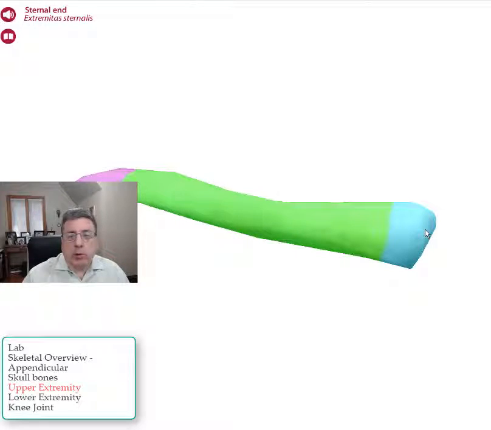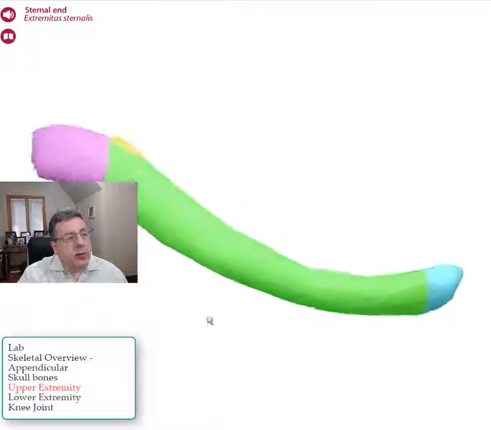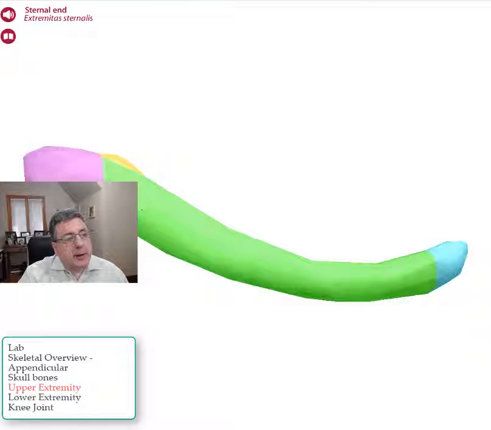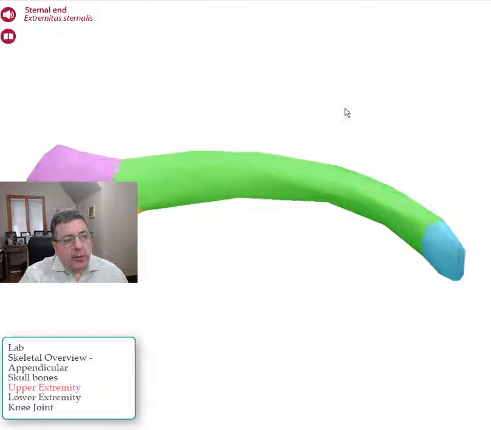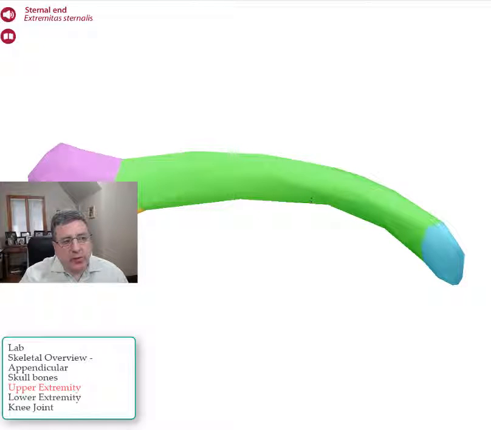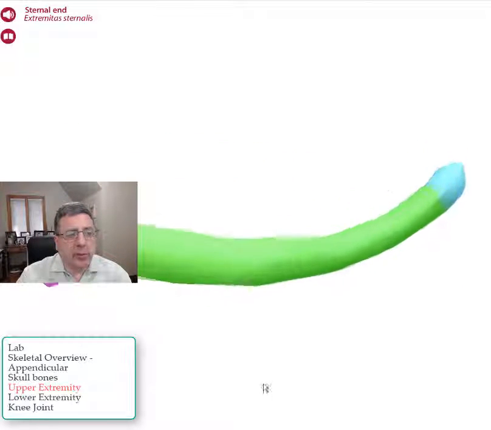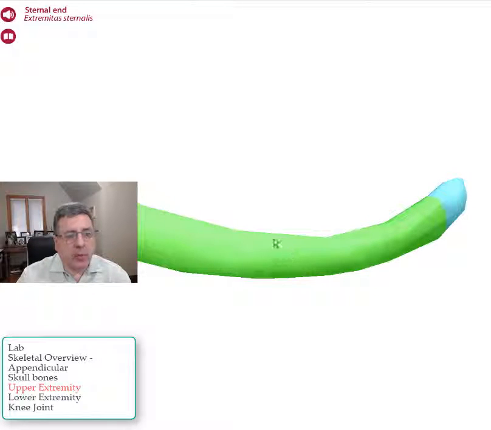And if you don't recall where the manubrium is, go back into the axial skeleton videos and check that one out. So that's going to be the clavicle. The superior surface is a little bit smoother than the inferior, although this image, with all these colors, you can't see the texture of it. The inferior surface is a little bit rougher than the superior surface on this one.